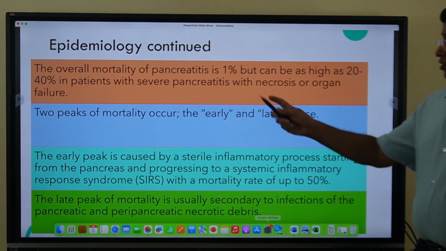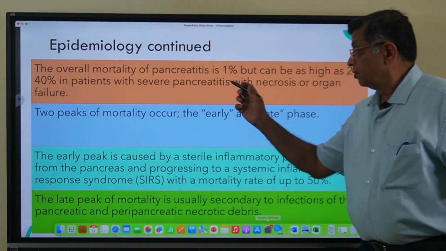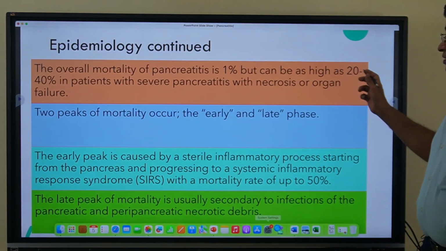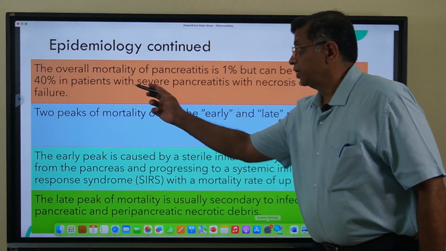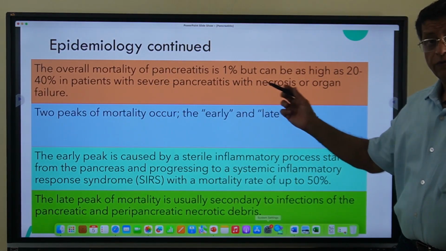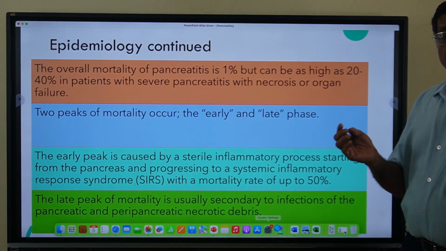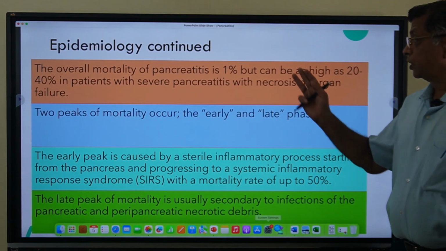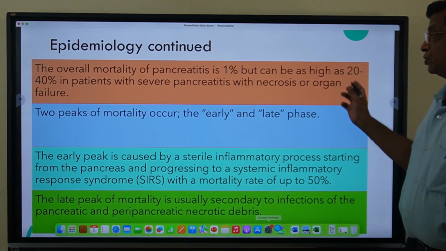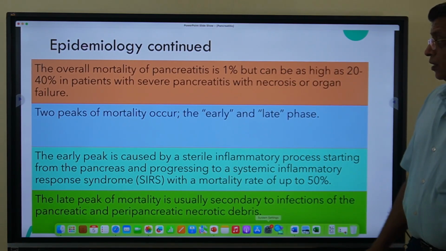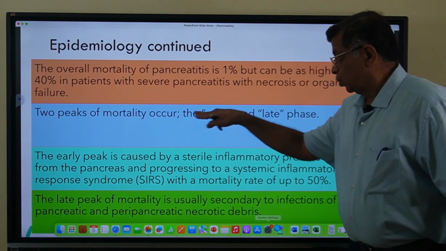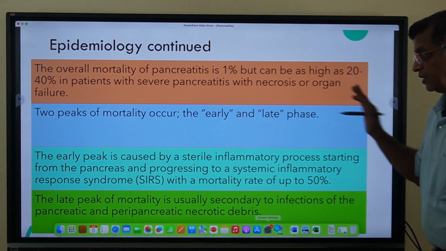The overall mortality of pancreatitis is 1%, but it can be as high as 20 to 40% in patients with severe pancreatitis. We will come to what is severe pancreatitis. So in severe pancreatitis, the mortality can be very high with necrosis and organ failure. There are two peaks of mortality. One is early and the second one is late phase.